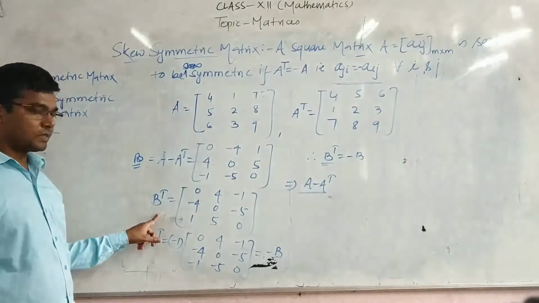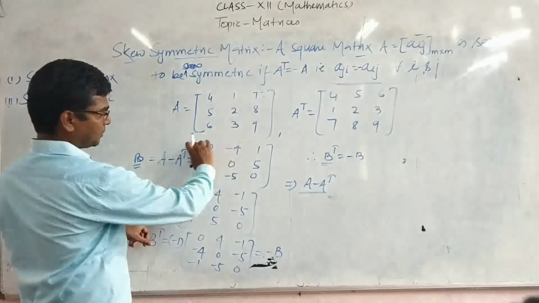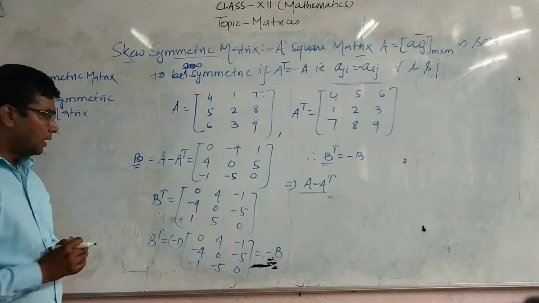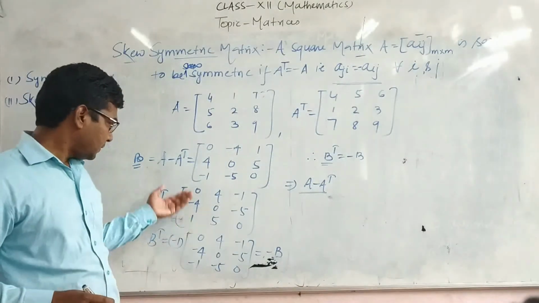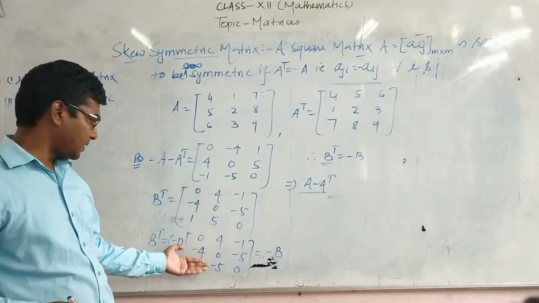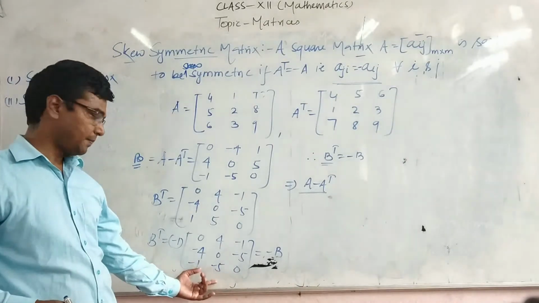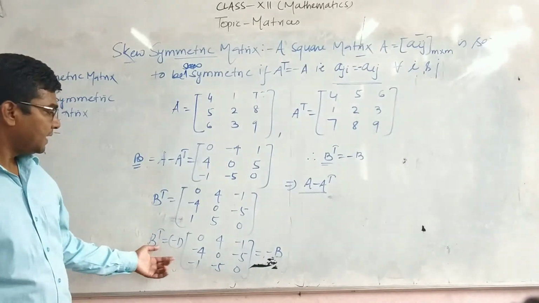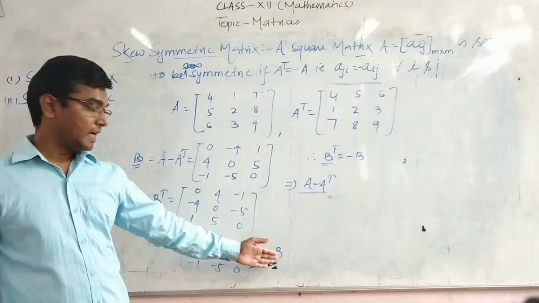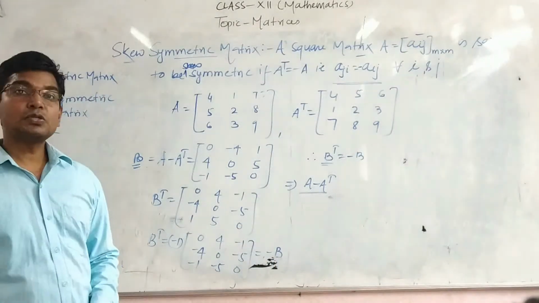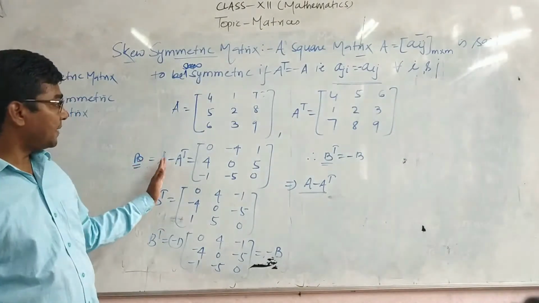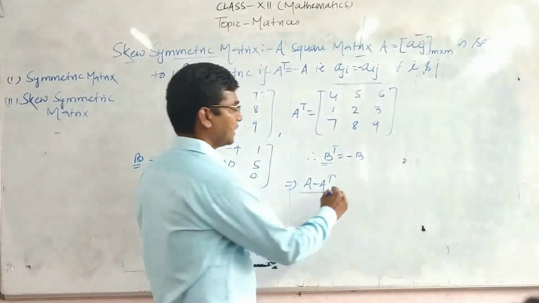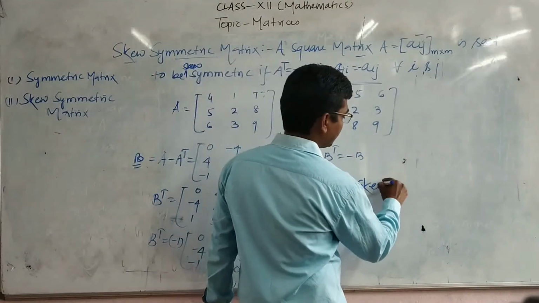By taking the transpose, we can see from here, this is the matrix named B, and we have taken the transpose. Again, by taking the transpose, this row becomes column, this row becomes column, this row becomes column. Now, in the very next step, you can see from here, this is nothing but the matrix B. So the transpose of the matrix B is minus B. It means B is a skew symmetric matrix. This implies that A minus transpose of that matrix is a skew symmetric matrix.